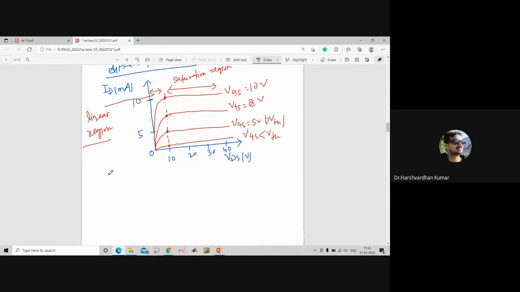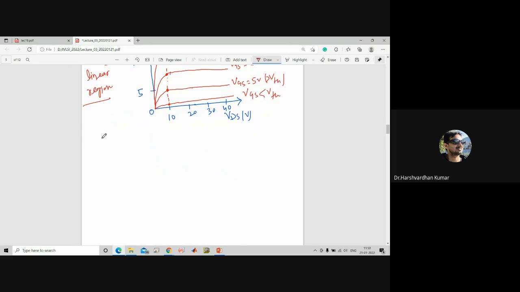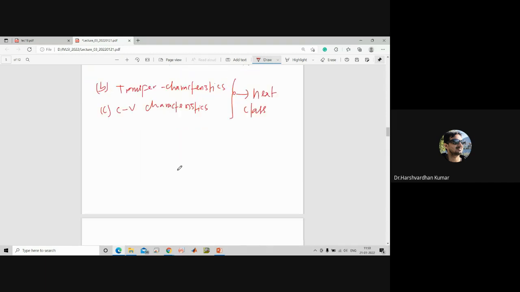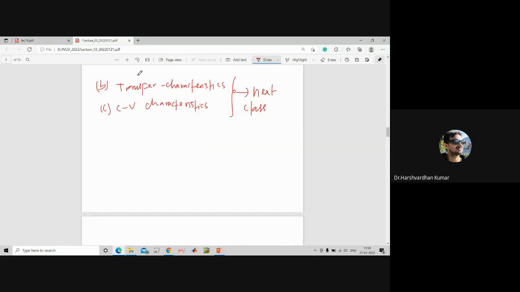There is one more characteristic, which is known as transfer characteristics, and CV characteristics. CV characteristics means capacitance versus voltage. So we will talk about it in the next class. Now we will talk about the energy band diagram of the MOS structure.